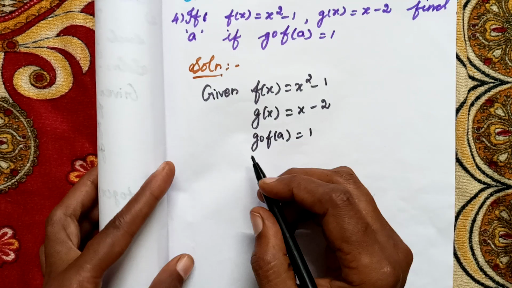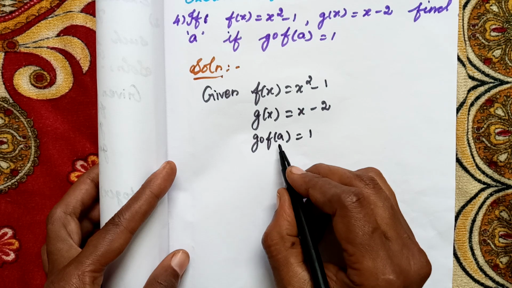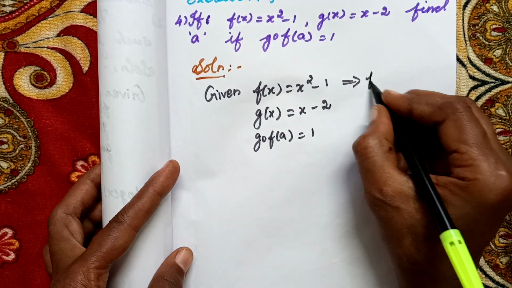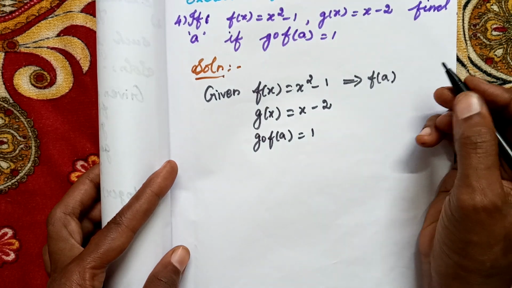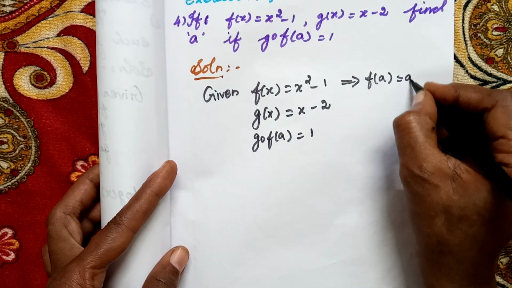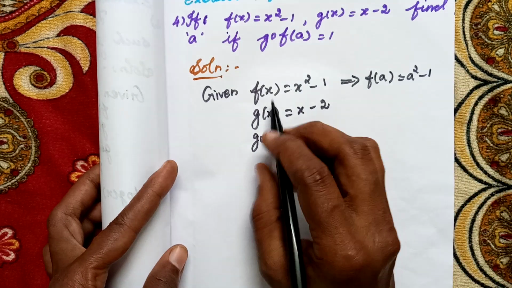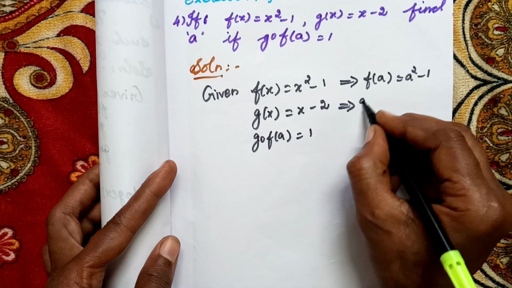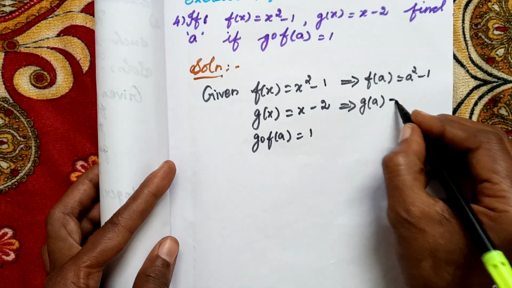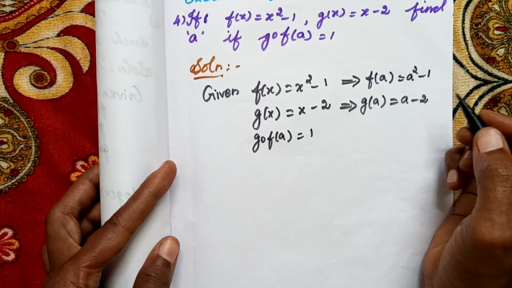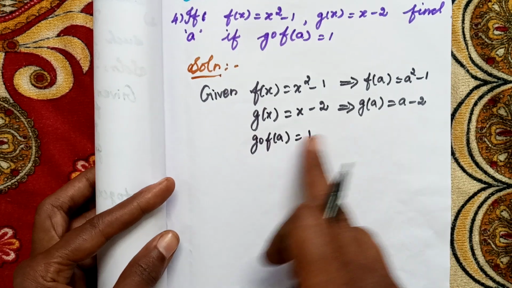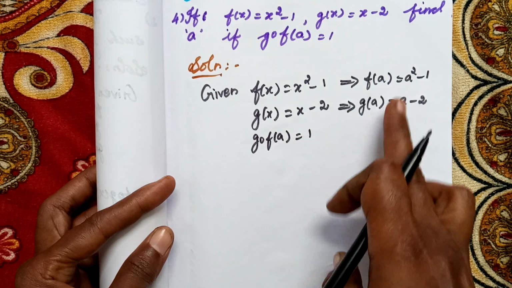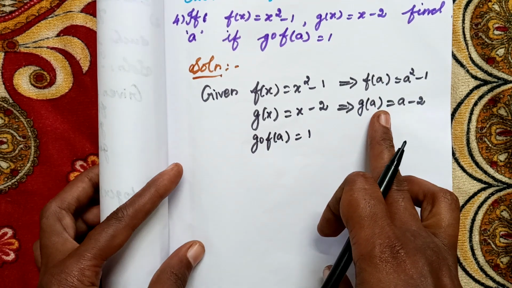First we have to find out. Here the function is about a. From here what can we take? F of a means what? F of x means x square minus 1. F of a means a square minus 1. Then g of a means a minus 2. Clear? Why have I written like this? Here the function is about a, so I am writing f of a and g of a.